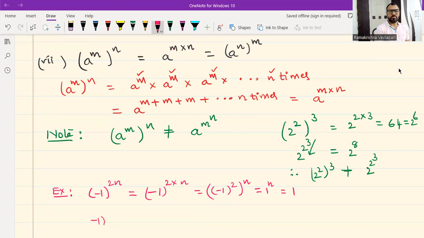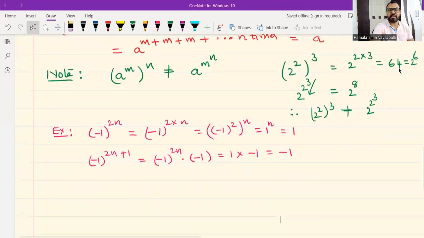Now (-1)^(2n+1). Using the above concepts, I can write this as (-1)^(2n) into -1. We know that (-1)^(2n) is 1, so this is 1 into -1, which is equal to -1. So this particular thing is very, very important.